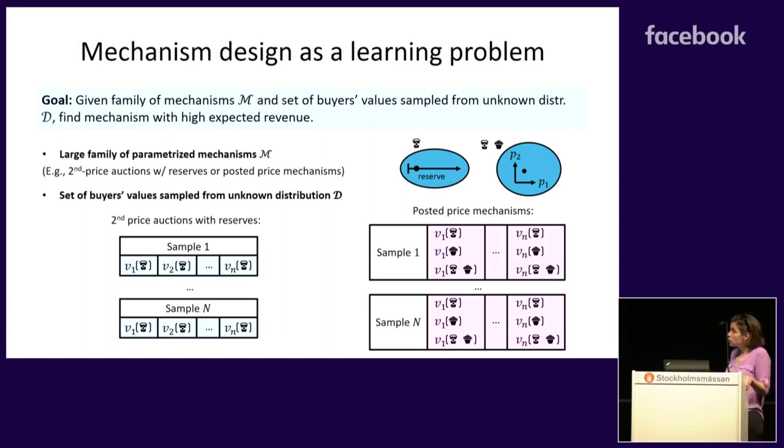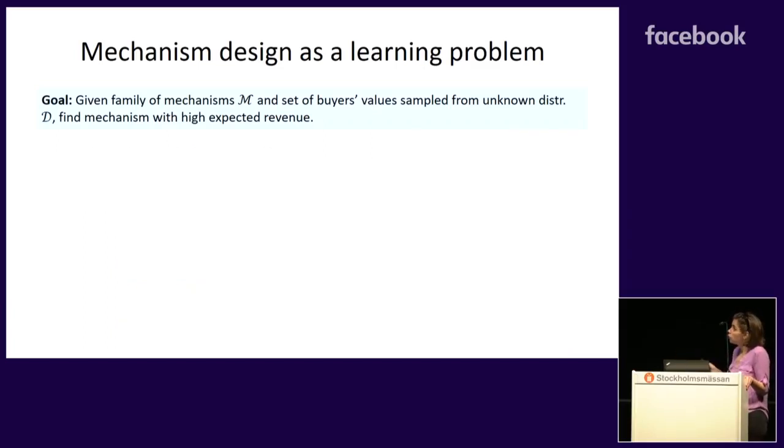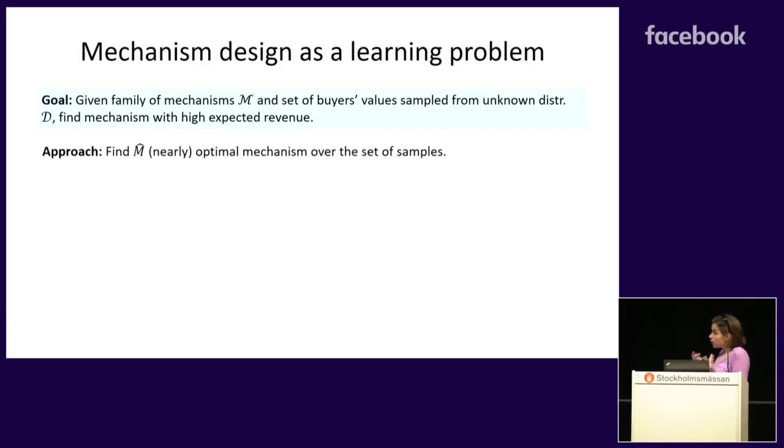Okay, and then our goal is to use such samples in order to find a mechanism, but we want this mechanism to have high expected revenue over the underlying distribution. More precisely, we want to find the mechanism whose revenue is as close as possible to the revenue of the best mechanism from this family of mechanisms with respect to the underlying distribution. And again, we want to do this by only using samples.